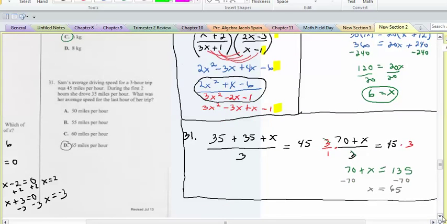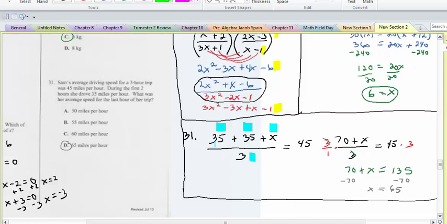Okay, Sam's average driving speed for a 3-hour trip is 45 miles per hour. During the first 2 hours, she drove 35 miles per hour. What was her average speed for the last hour of the trip? So information that we know: the first 2 hours, she drove 35 miles per hour. That's where these came from. We don't know what the third hour was. She did a total of 3 hours. That's where the 3 came from. And she traveled 45 miles.